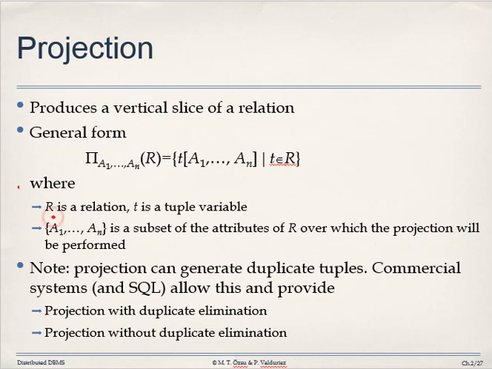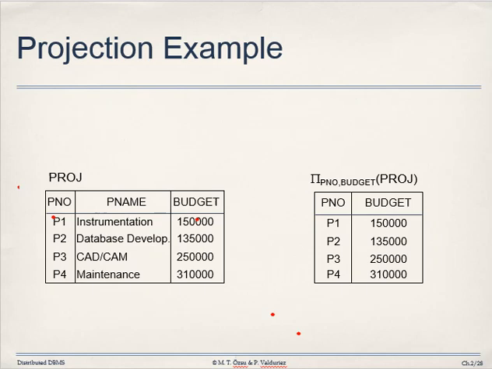In the general form, R is the relation, T is the tuple variable, and A1 to An is the subset of attributes over R on which projection will be performed. Note that projection can generate duplicate tuples. Commercial systems like SQL allow this and provide projection with duplicate elimination and projection without duplicate elimination. Now here we have a result of the projection.